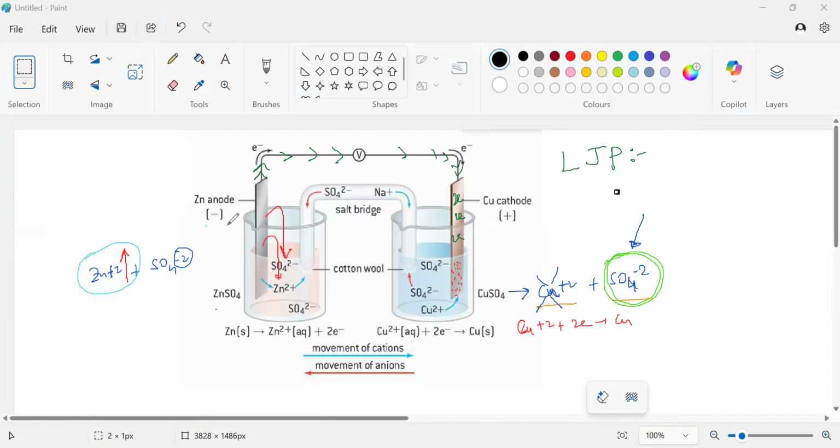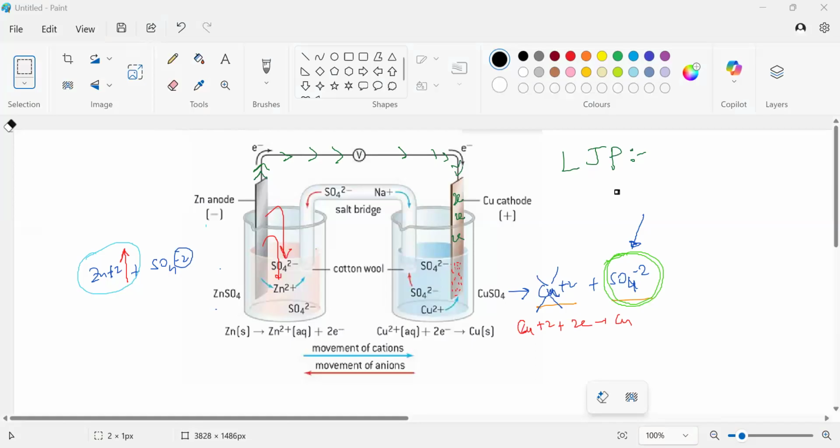Liquid junction potential is the unequal distribution of cations and anions across the junction. After a certain amount of time, you'll see that the bulb stops glowing. The bulb will switch off. So what to do? We have to make sure that the cell works, isn't it?